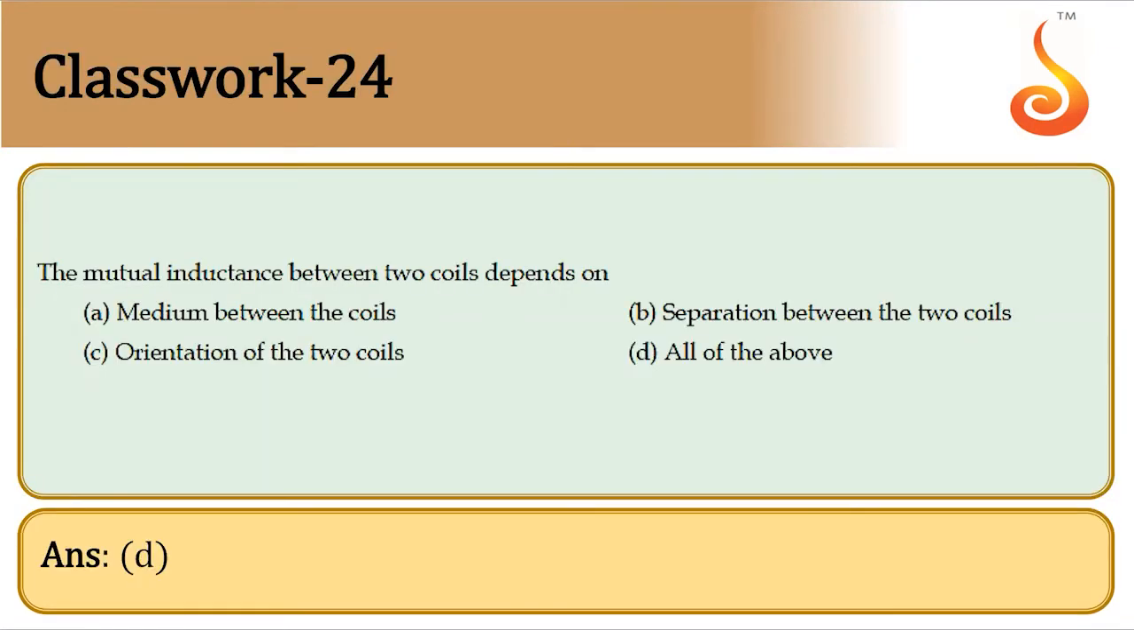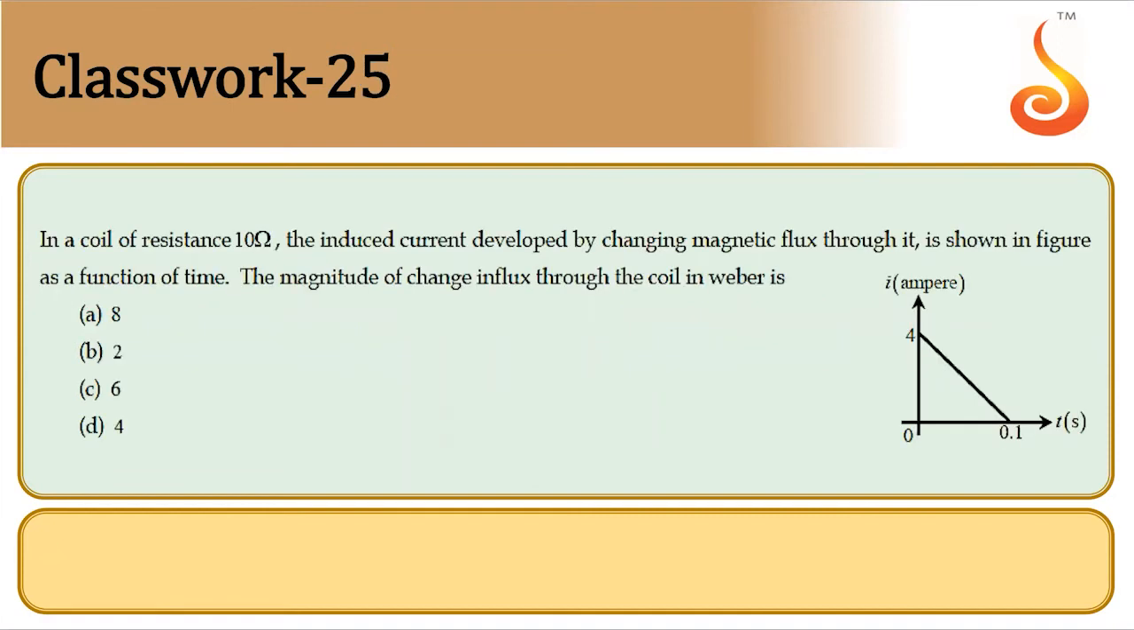We'll move to the next. In a coil of resistance 10 ohm, the induced current developed by changing magnetic flux through it is shown in the figure as a function of time. The magnitude of change in flux through the coil, in Weber, is? So the induced current against time graph is given. We need to find the change in flux.